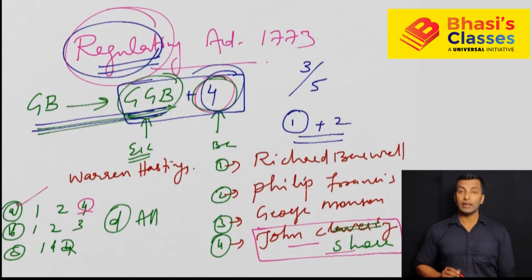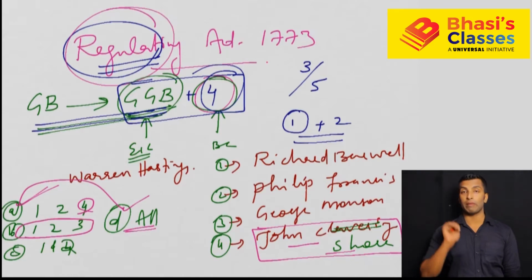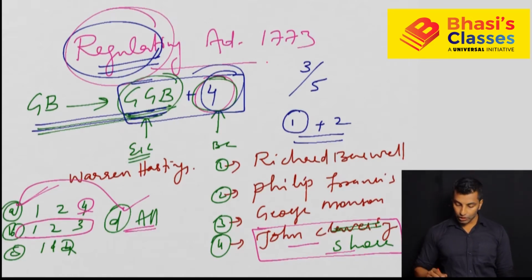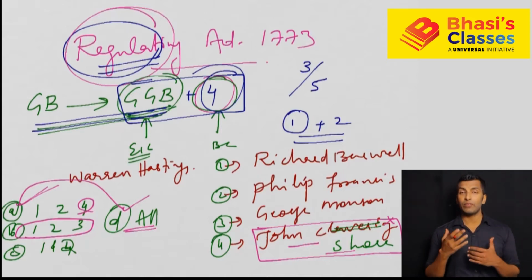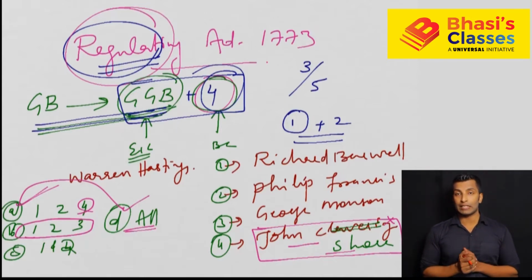So the easy one is answer option A, because in only one option you will find all of the above. So whether you pick A or D, both are incorrect. If you need to pick the correct answer, you should know the 4 members, and you should be very clear that it's not John Shore. In fact, it was John Clavering. That's the way you will get the question, and that's how you need to expect a question.